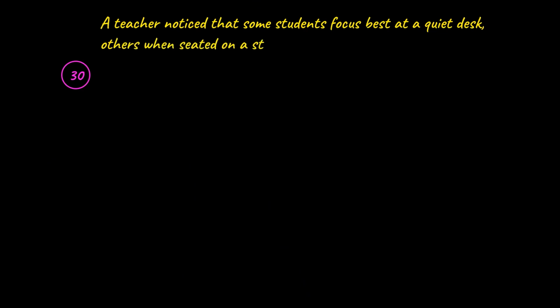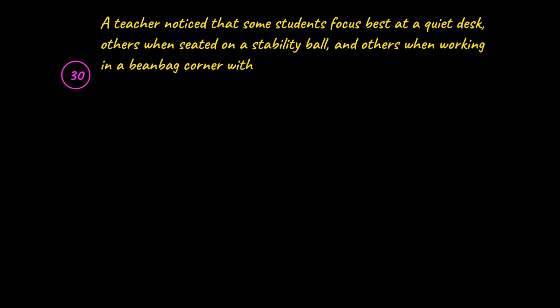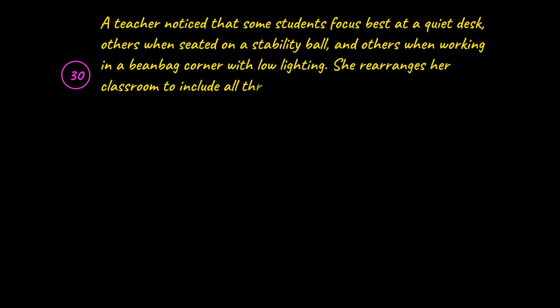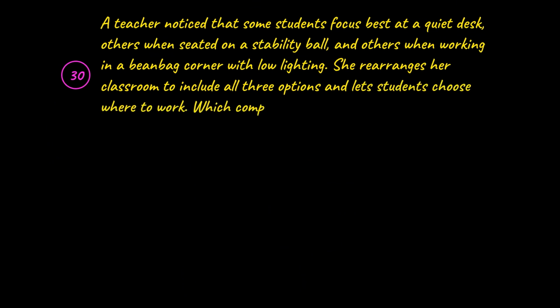Question 30. A teacher noticed that some students focus best at a quiet desk, others when seated on a stability ball, and others when working in a beanbag corner with low lighting. She rearranges her classroom to include all 3 options and lets students choose where to work. Which component of differentiated instruction is she adjusting?